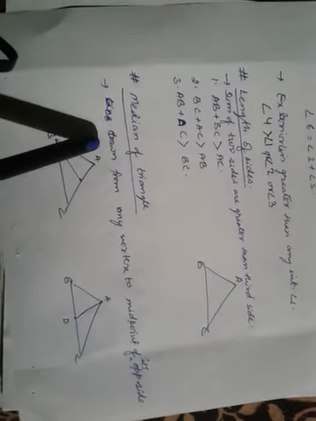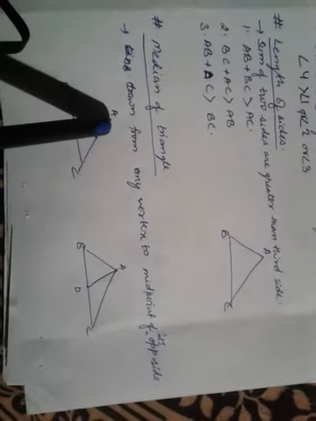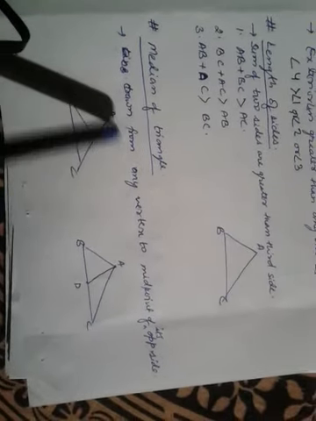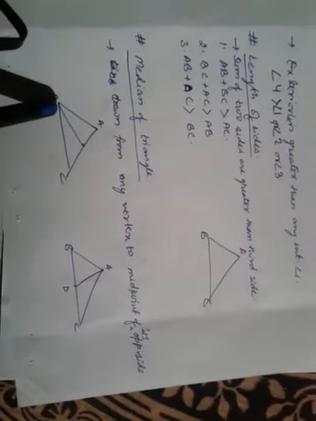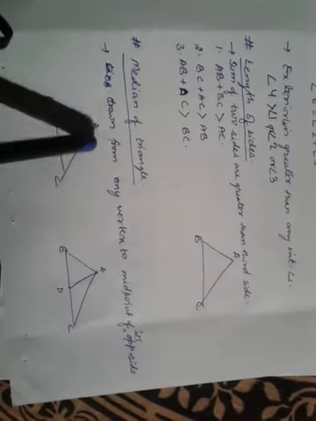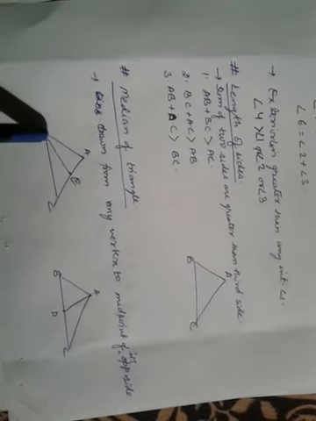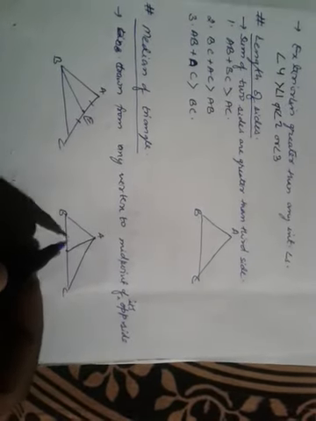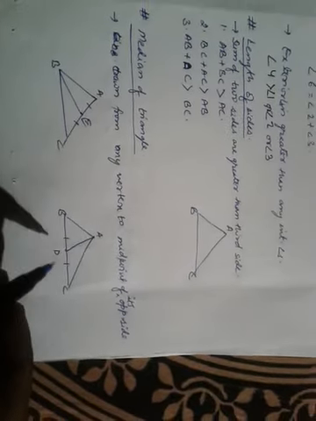The second one is about the median. What is a median? It is drawn from any vertex to the midpoint of its opposite side. Suppose we consider B. The opposite side is AC, and the midpoint of AC is E. When we join the vertex to E, this is known as a median, and these two parts are equal. Here also, if we consider A, the opposite side is BC, its midpoint is D, and joining gives AD as a median. So you have to understand what a median is.